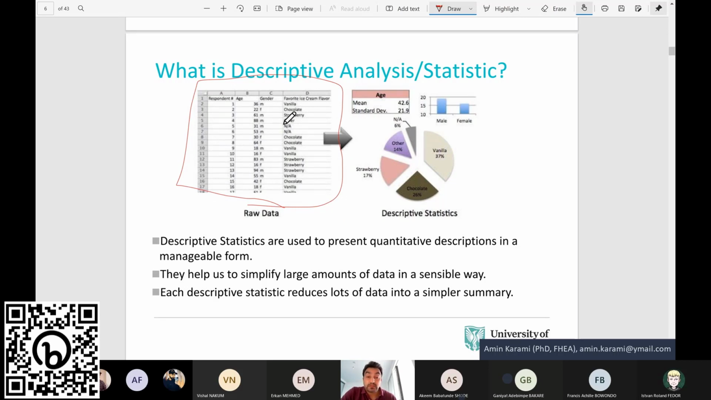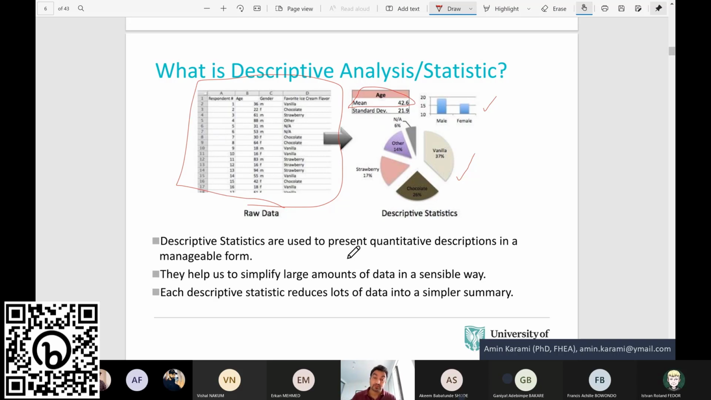By the way, even with this small data, we cannot get well enough information out of it if we just open this file. Just checking, there are several ages: 36, 22, 61, 88. There are favorite ice cream flavors and so on. At first instance they are not really helpful. But you can convert this raw data to pieces of information, like how many male and female, how to analyze the flavors, or even find the average of ages within this data set.